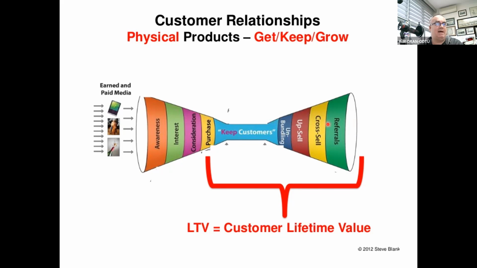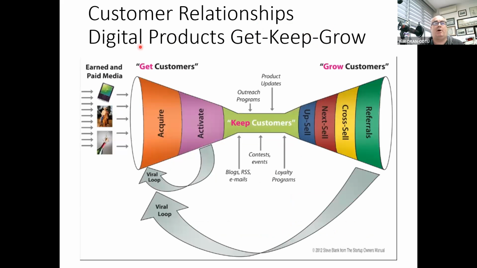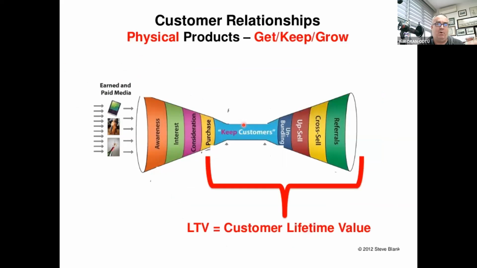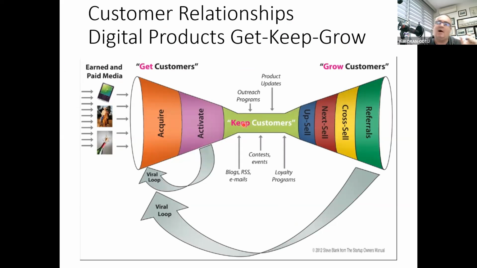Let me switch to the next slide where we look at digital products, customer relationships in digital products. Again, it's the get, keep, and grow model. And again, over here, we have advertising, earned, and paid media. But here they've made it into two steps rather than awareness, interest, consideration, and purchase. For digital products, they use just acquire.